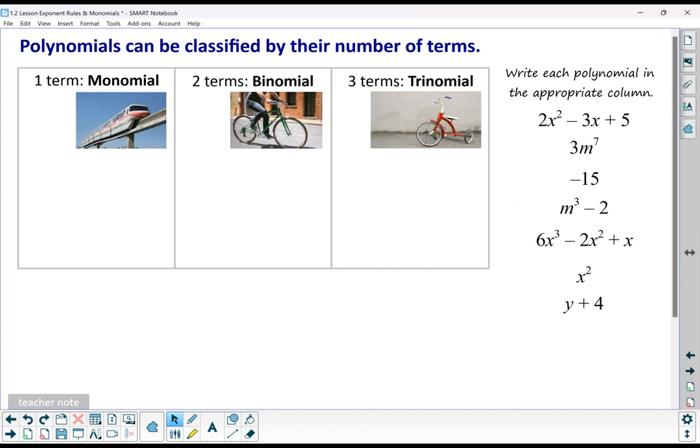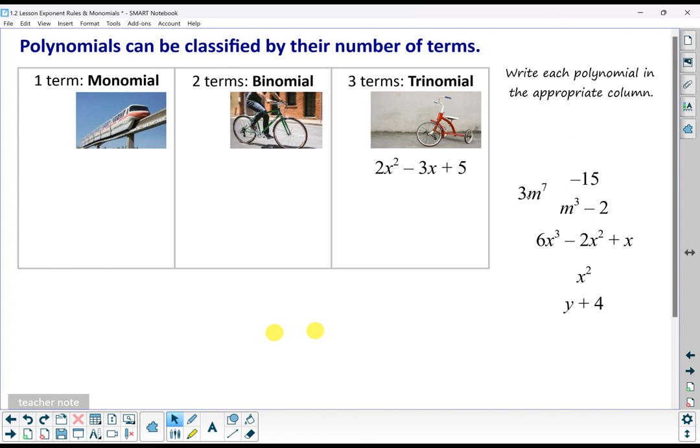So this first expression right here, 2x squared minus 3x plus 5. You can see that it has a plus symbol here and a minus symbol here. So those are separating our terms. So this has 1, 2, 3 terms. So that makes it a trinomial.